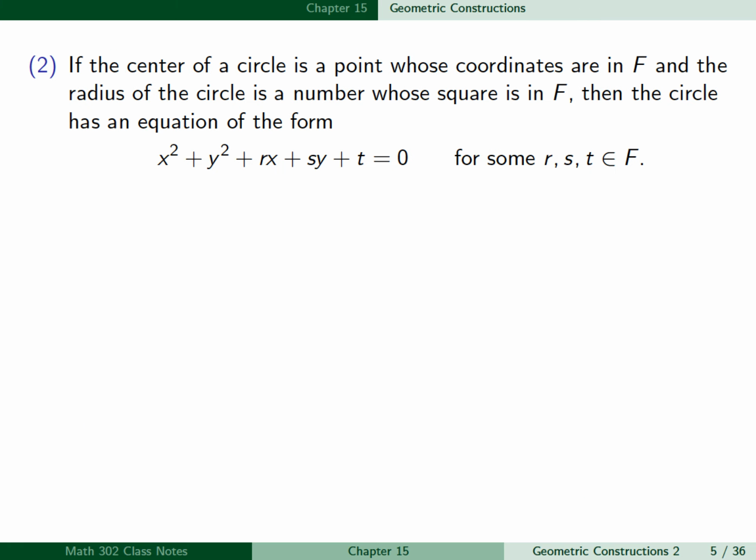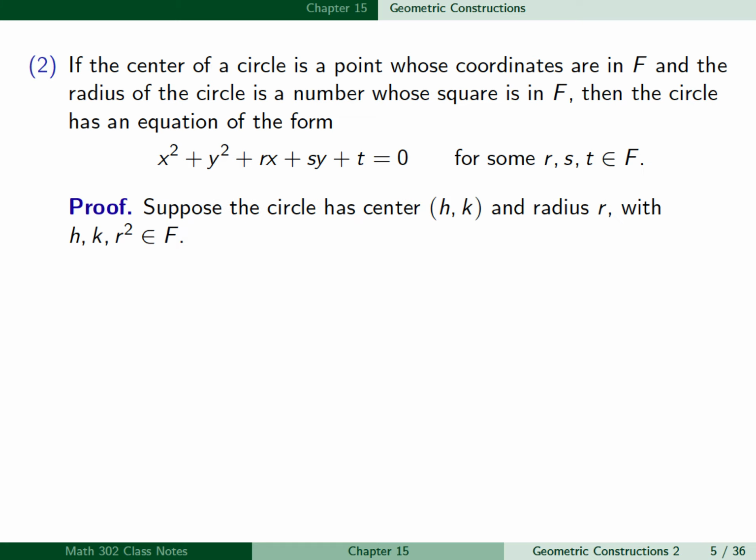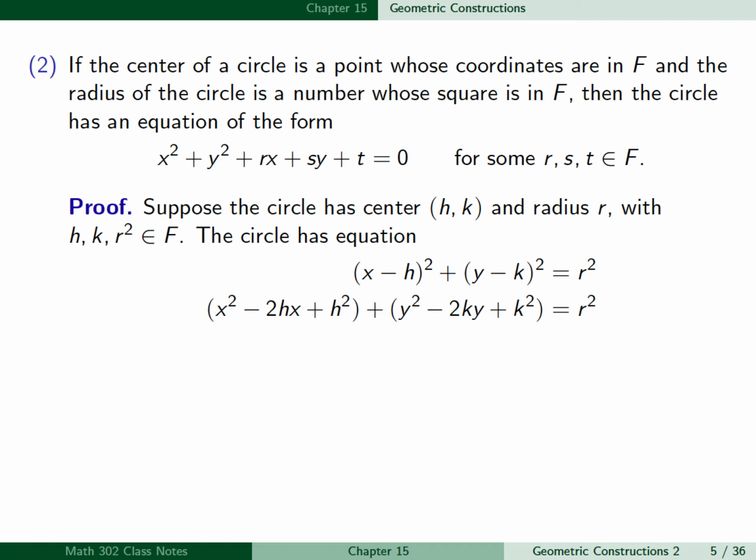For part 2, we want to look at a circle whose center has coordinates in F and whose radius squared belongs to F. So let's suppose the circle has center (h, k) and radius r with h, k, and r squared all belonging to F. The circle then has equation, using the standard formula, (x minus h) squared plus (y minus k) squared equals r squared. Expanding out the two quadratic terms, we get x squared minus 2hx plus h squared plus y squared minus 2ky plus k squared equals r squared.